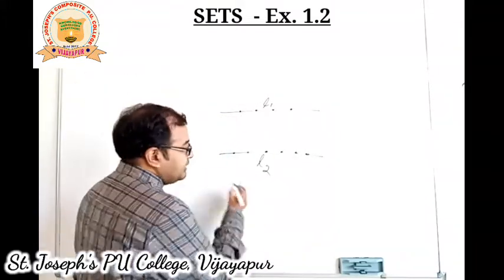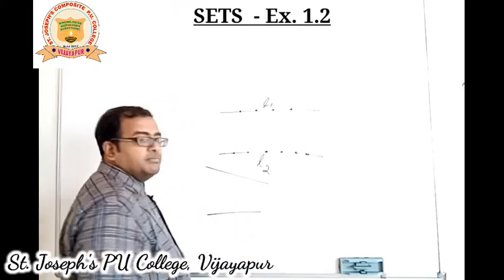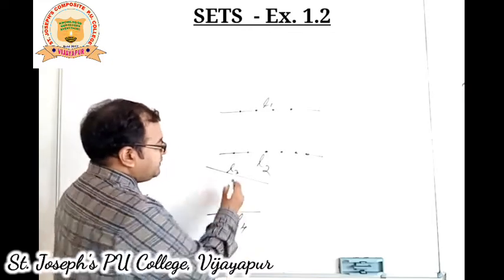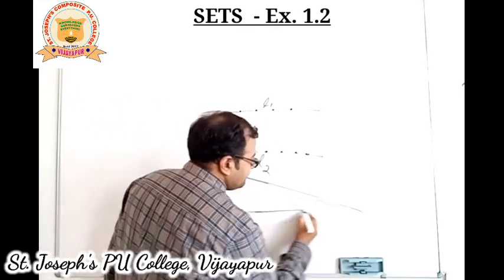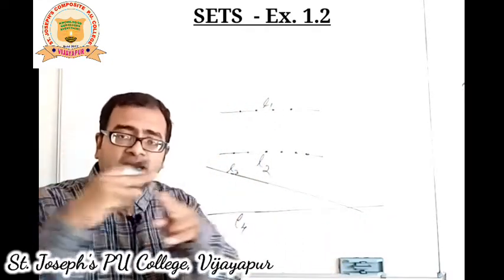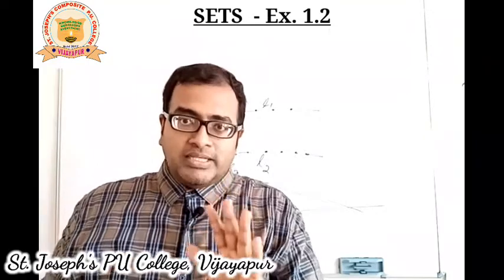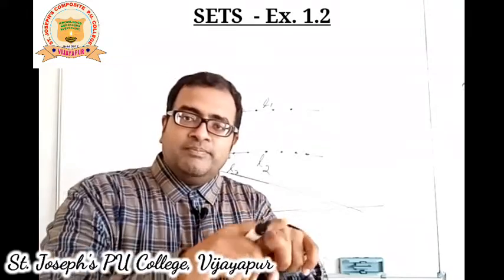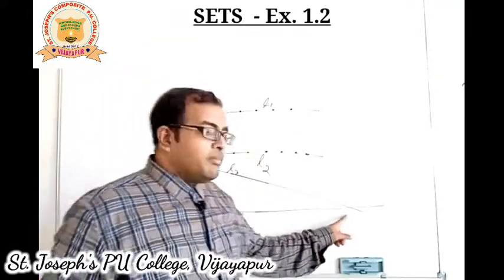If they were non-parallel, for example, I will call them L3 and L4. After extending for a long time, they may come and cross each other, provided that they are on the same plane. If they are on the same plane, they both will intersect. If they intersect, then that will be a common point.